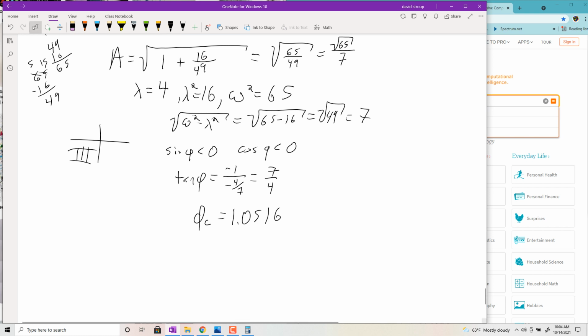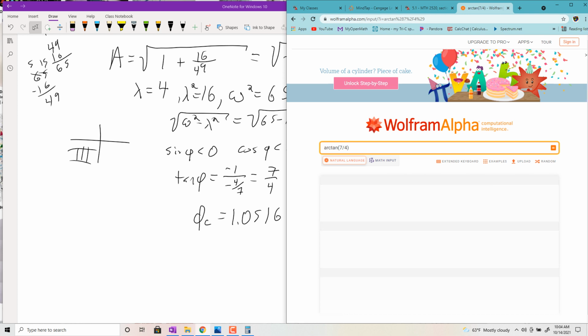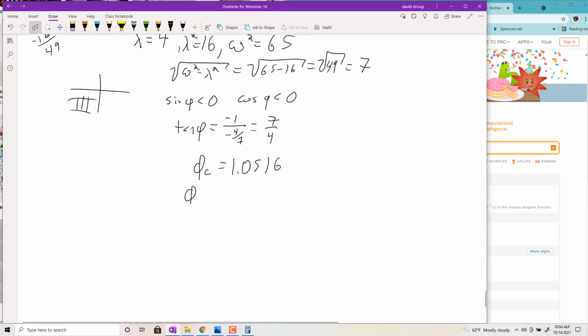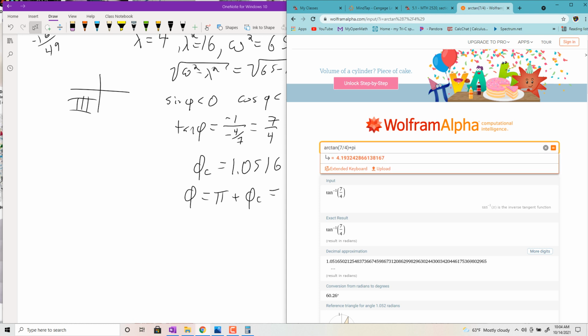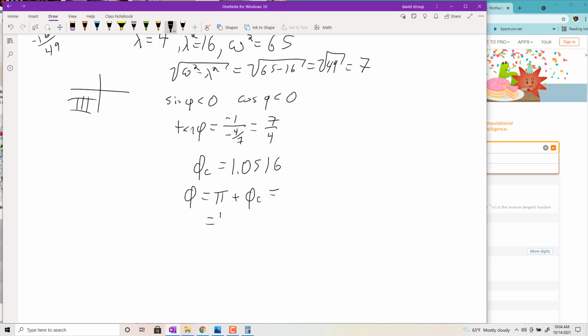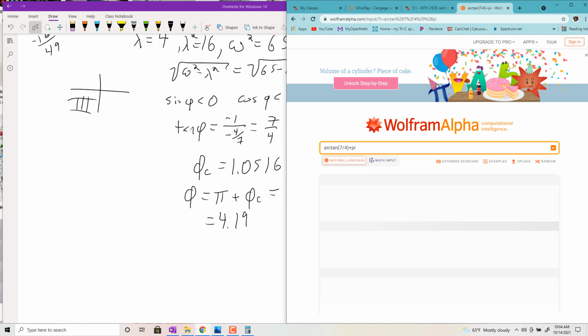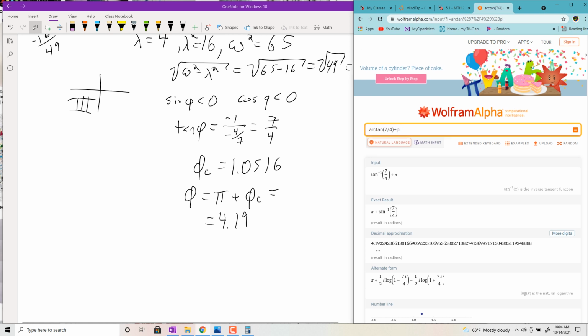The problem with that angle is that it's in the first quadrant, and we want our answer to be in the third quadrant. It's an easy fix. All you have to do is add pi to it. So our phi will be pi plus this computer answer, so plus pi is 4.19. And I think the book just wants 2 decimals. 4.193. Okay, so we're good.